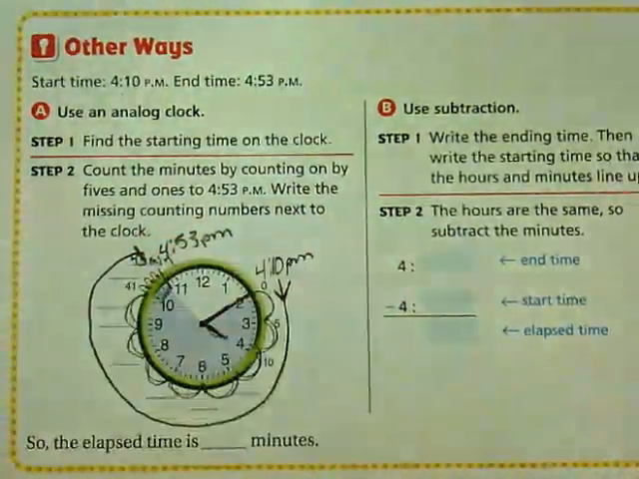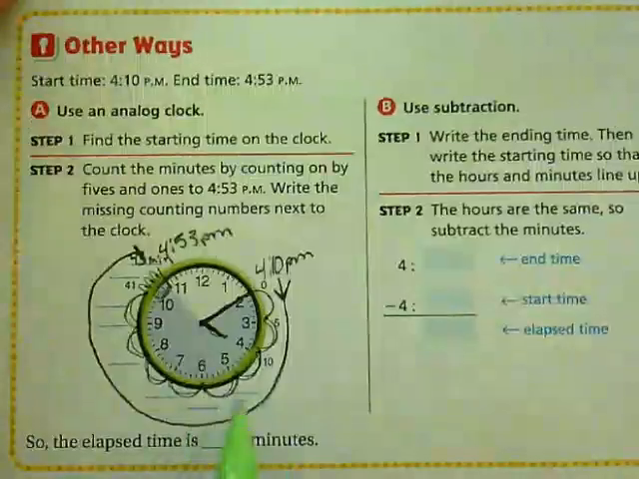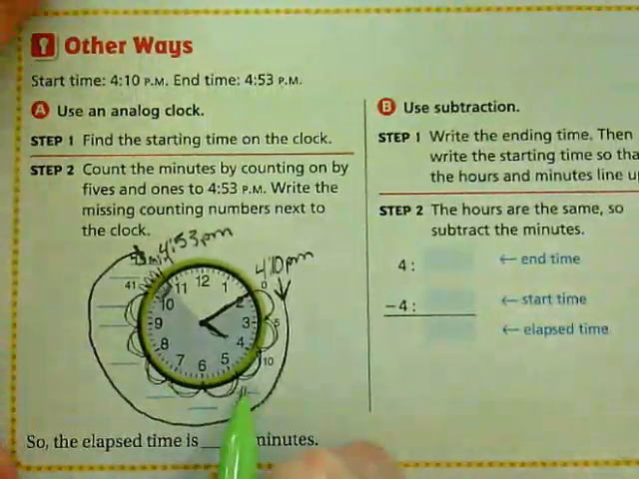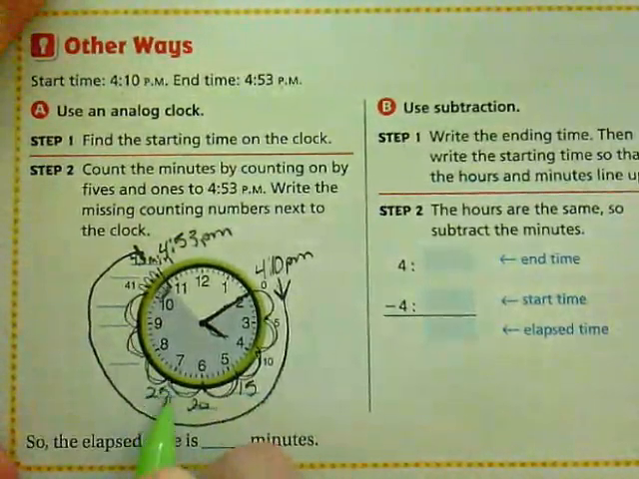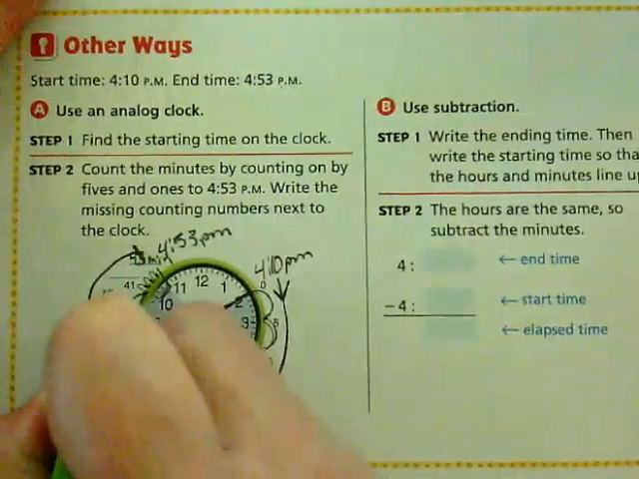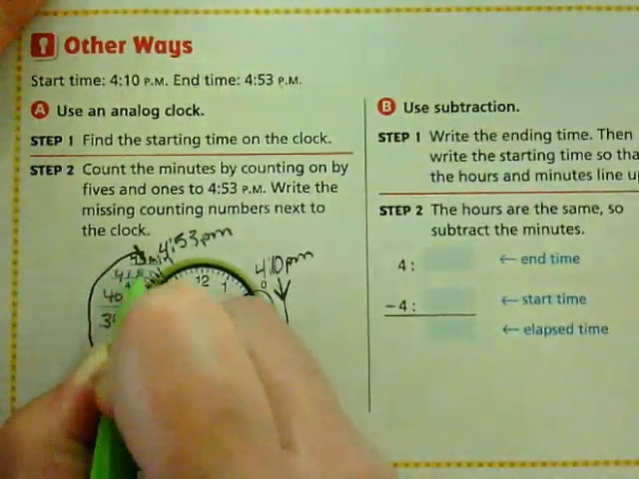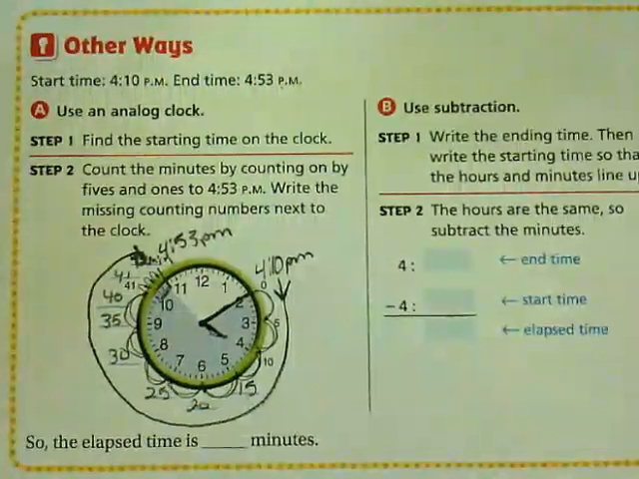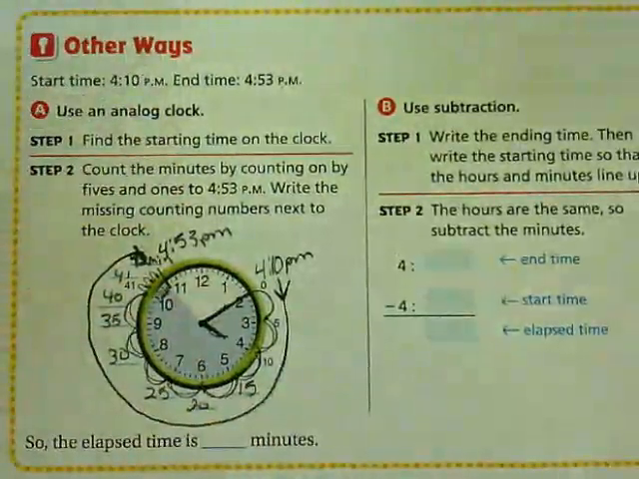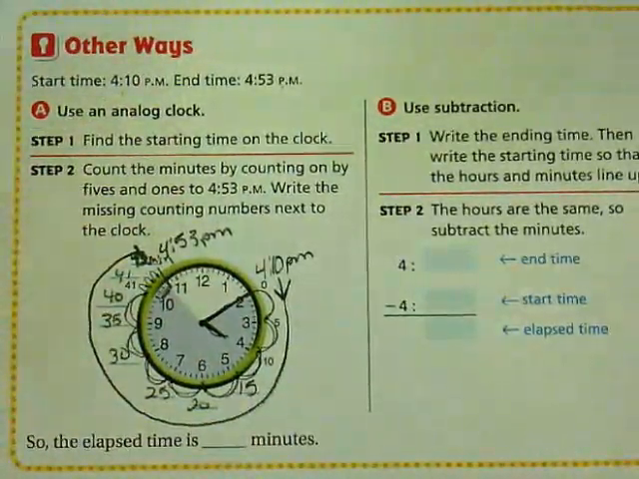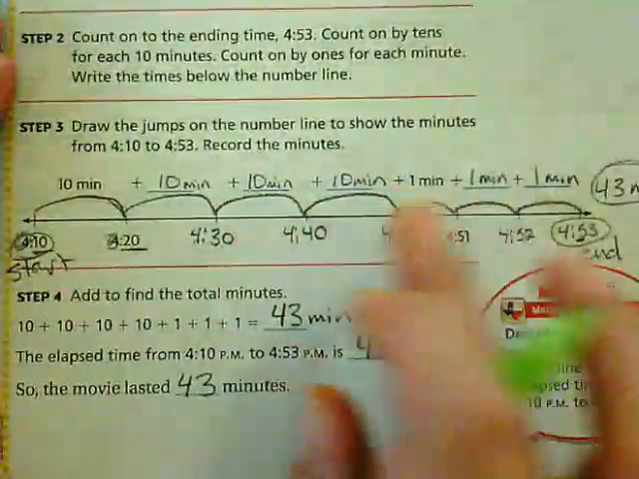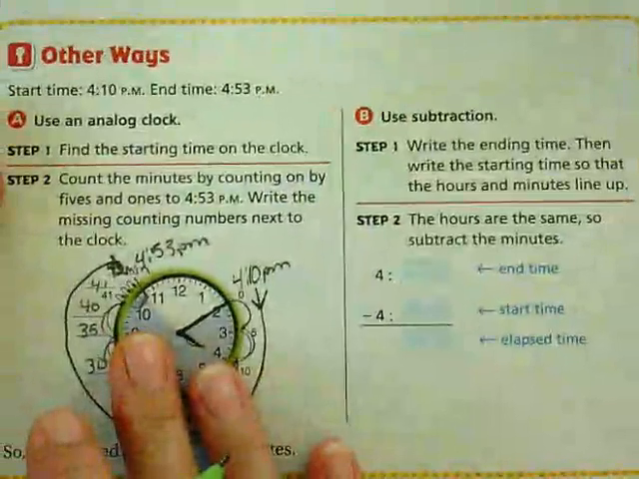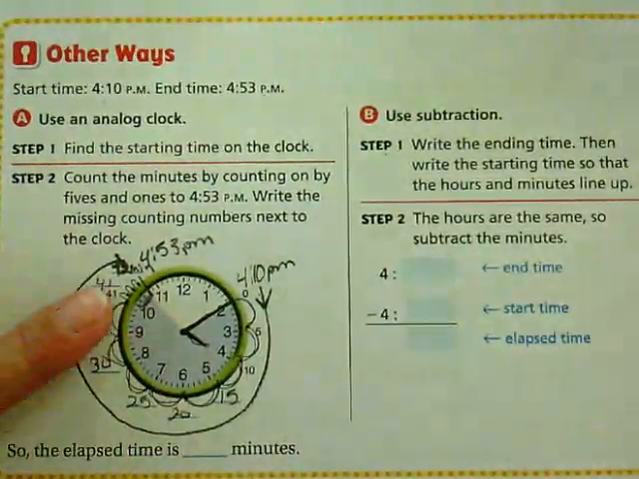43 minutes. Okay? They have these little lines here in case you want to write the minutes out. So it'd be 15, 20, 25, 30, 35, 40, and then I have 41, 42, and then 43 minutes would be my last one, okay? So using an analog clock, the only difference is that you would count by 5s and then by 1s, whereas on our number line, we could count by 10s and then by 1s, okay? So using a clock or using a number line, those are 2 different ways that you can find elapsed time.